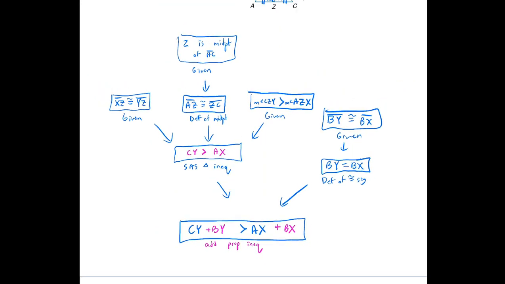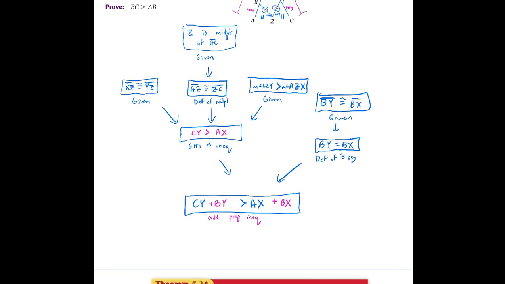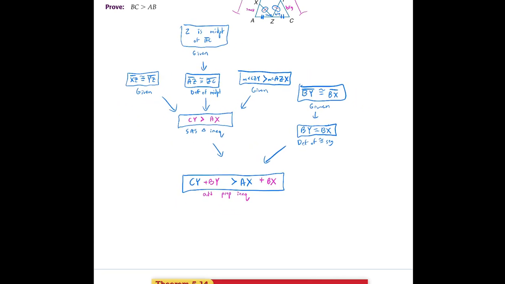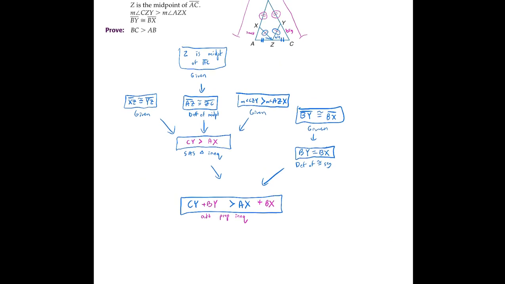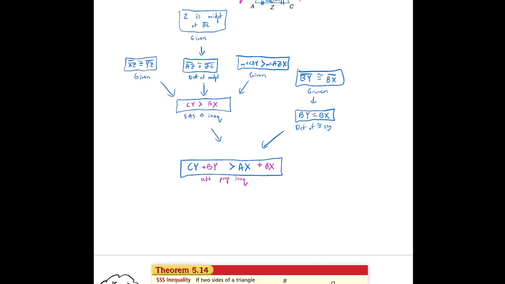Now we just got barely anything left to finish this proof. All we need to do is show that those two segments add up. I'm going to shrink this a tiny bit for space. All we have to do is show that those two add up. Look at the left. AX and BX is the whole segment. And BY and CY is the whole segment. So let's just write that.